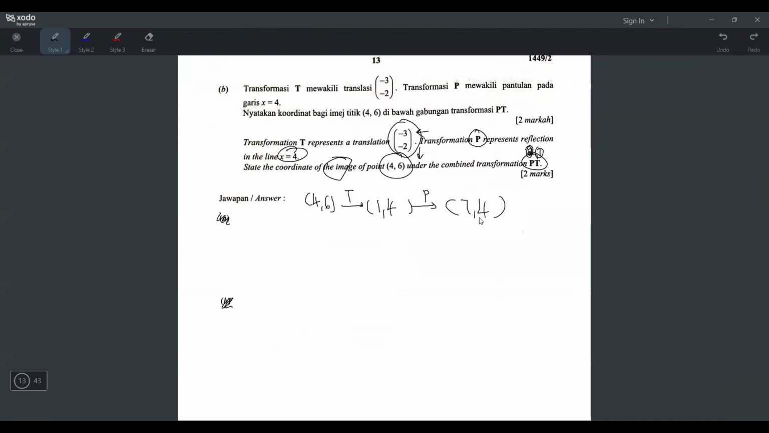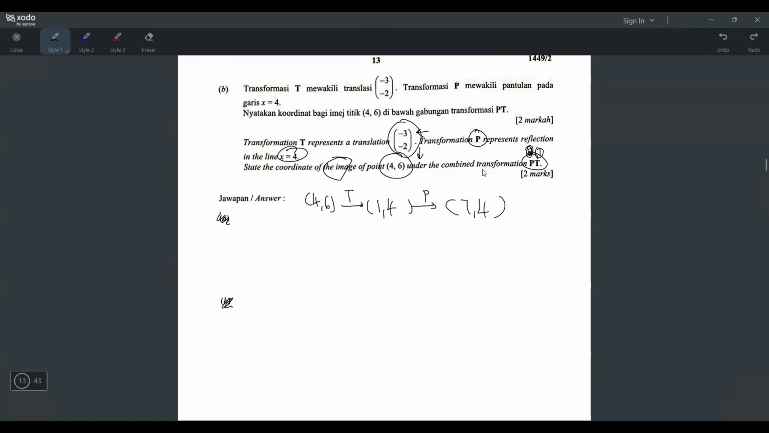I want to tell you something. This question is worth 2 marks, right? But they will give you 1 mark here and 1 mark here. It means if you don't write the 1, 4, you will not get full marks. So remember, don't just write the final answer. Write the working, follow my format. Write the way I write. I see some students straight away write the final answer. Don't do that.